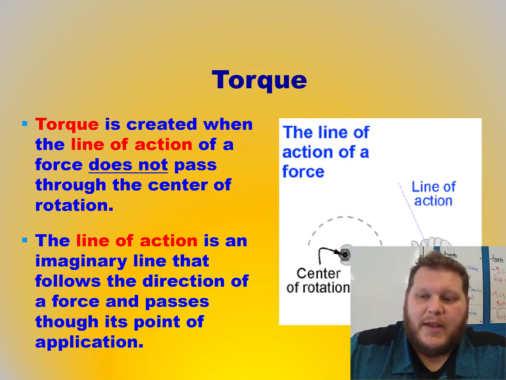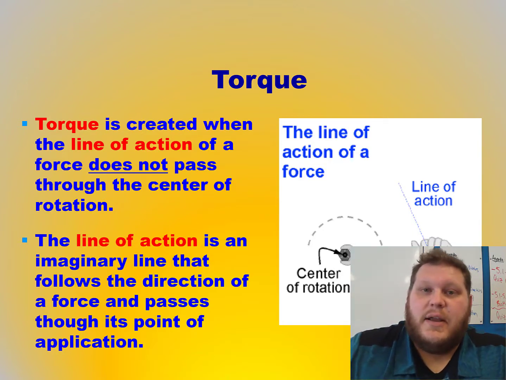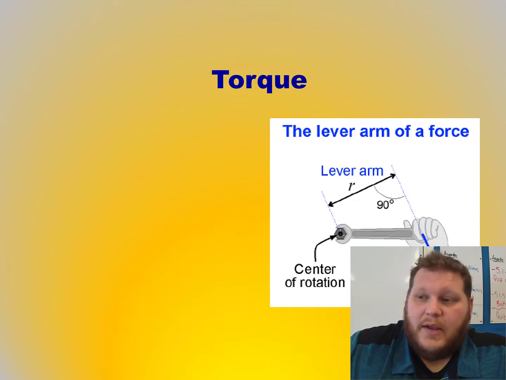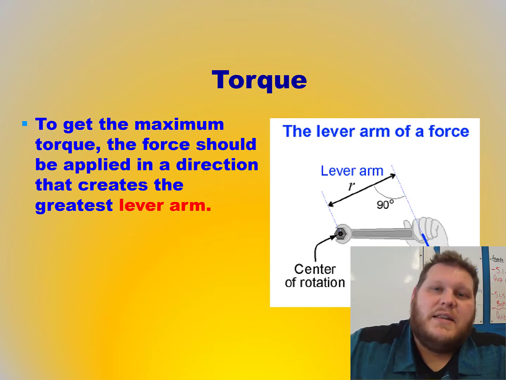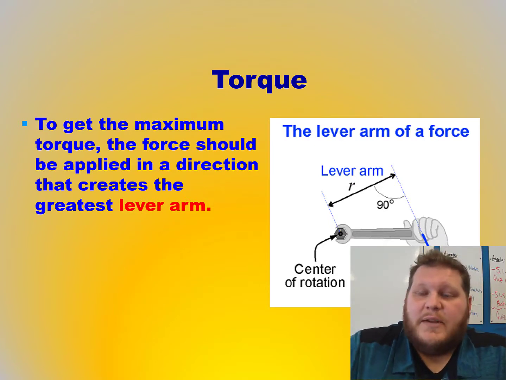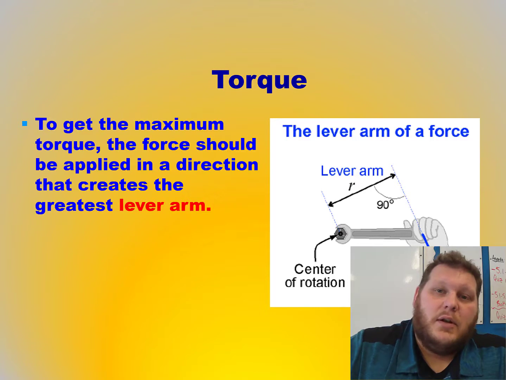So it's that imaginary line that follows the direct path of the force and applies through its point of application. So right here where your hand is holding onto the wrench, that's the point of application, which will be very important because when we look at our equation for how we calculate this, we have to maximize that distance. So we have this thing called the lever arm. It's a little bit different than the radius that we'll look at in a second.